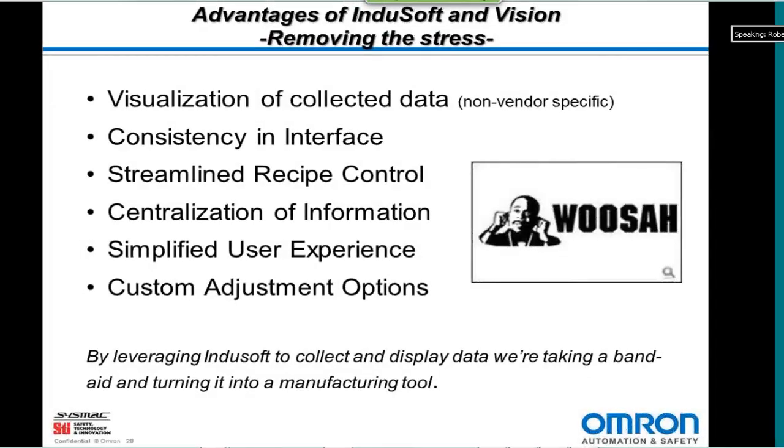So how does this happen? Or how do we fix it? So from an InduSoft perspective, now we're going to take all of this information and we're going to visualize it. We're going to take all that raw and somewhat complicated data that's coming out of the vision system, and we're going to visualize it. And we're going to build screens around it that make it extremely usable to the customer.